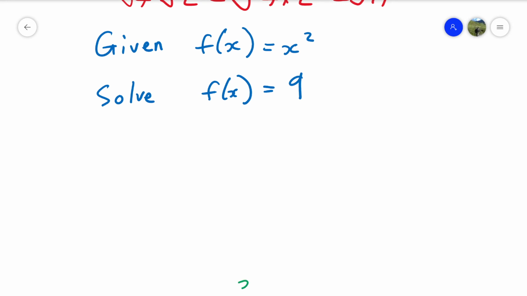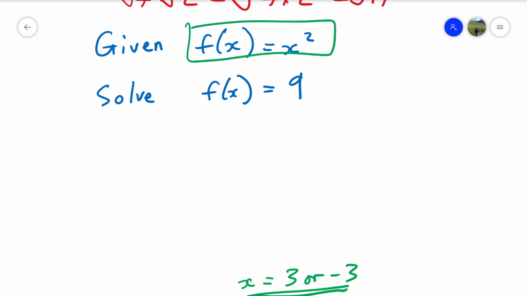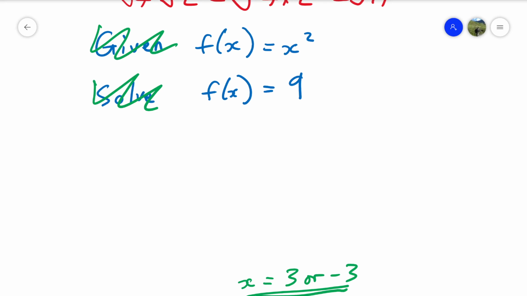So the answer is x equals 3 or minus 3. Now let's look at how we get there. Given this, solve this. Wait a sec. We don't need those words, do we? Who cares? Well, we kind of need solve. We don't need given. So just saying solve, and there's two equations.